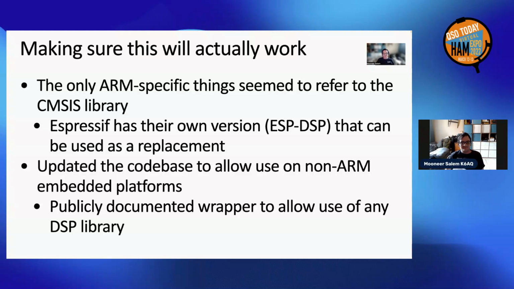So I went ahead and updated the code base to effectively implement a wrapper of some sort. And this is a publicly documented wrapper. It currently has a couple functions in it, one for real value dot product and the other for complex value dot product. What this does is effectively allow whoever is putting FreeDV on an embedded microcontroller to just implement those two functions in whatever way they'd like, and they're able to use FreeDV effectively.